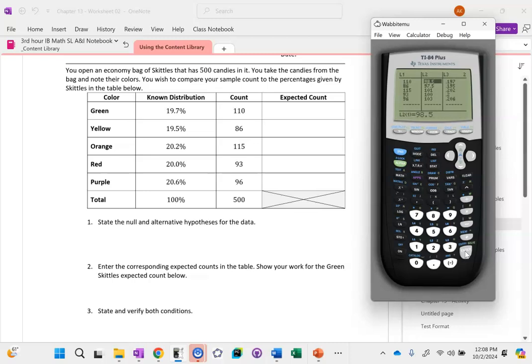Joey, you're welcome to sit in a different seat while we're doing these calculator things at the board. I can see that. Or bring your glasses.